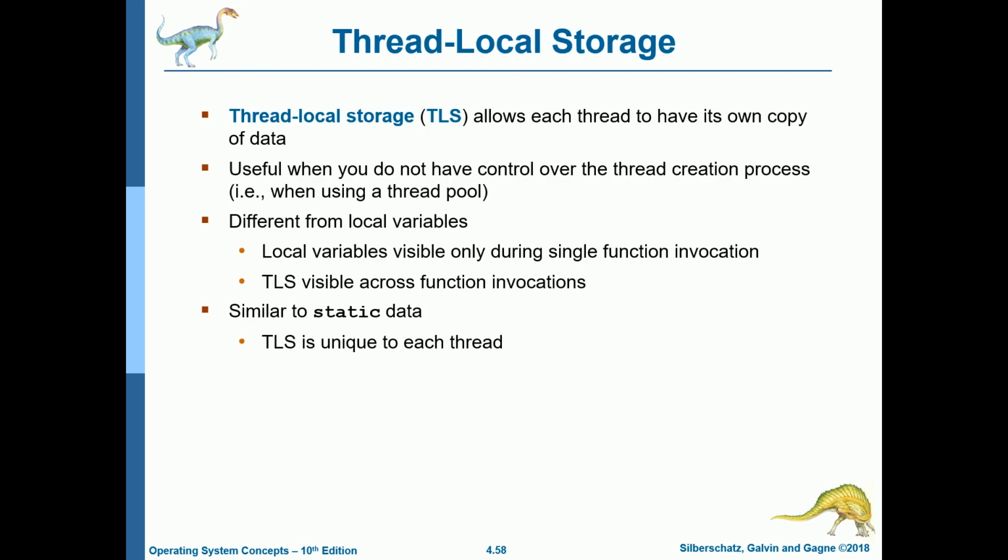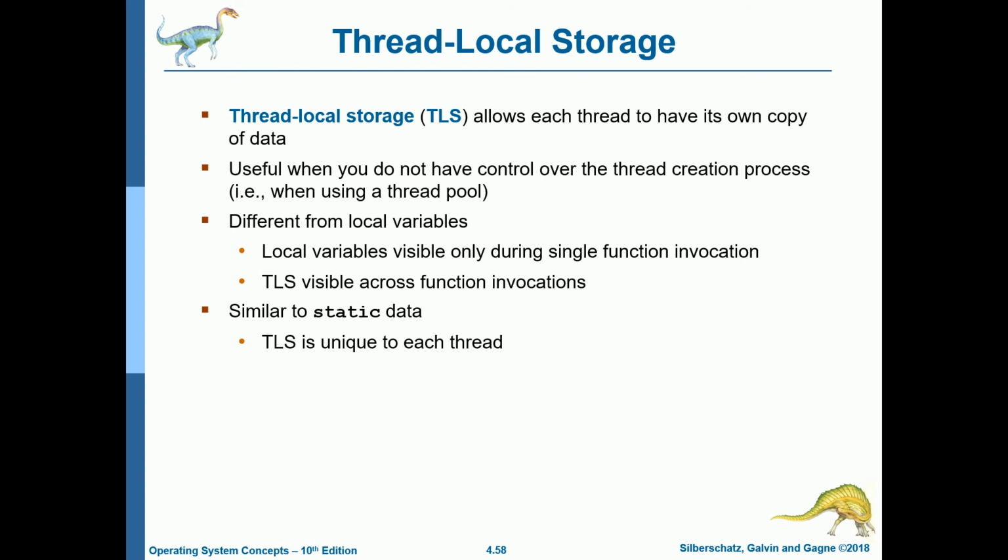Another issue is thread local storage. Threads belonging to a process share the data of that process. This data sharing provides one of the benefits of multi-threaded programming. However, in some circumstances, each thread might need its own copy of certain data. We will call this data thread local storage, or TLS.